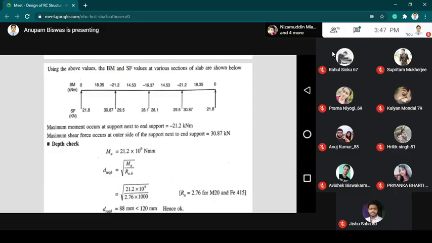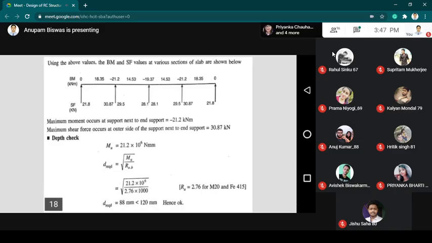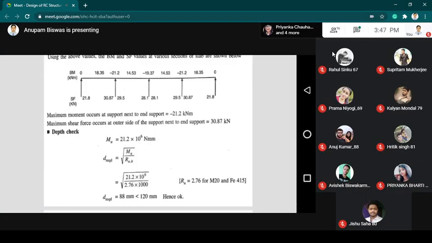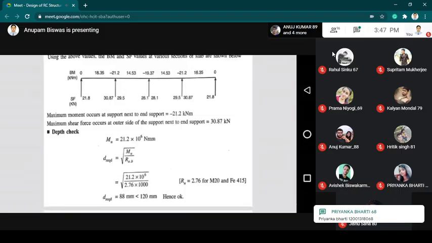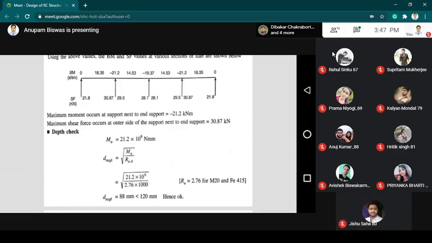Next is the depth check. Here we know that we require the value of Ru, which is already obtained for M20 grade concrete and Fe415 steel. So Ru is considered as 2.76. We can obtain the required depth, that is root over of Mu by Ru b. So the depth required here is obtained as 88 mm, which is less than 120 mm. So hence it is okay and it is an under-reinforced section.